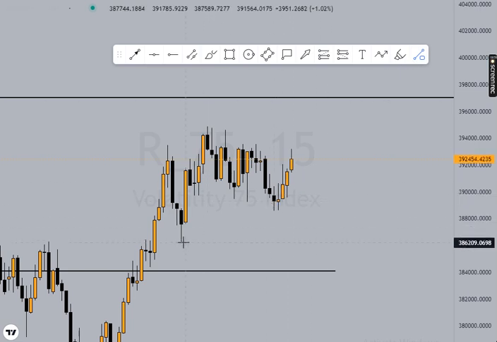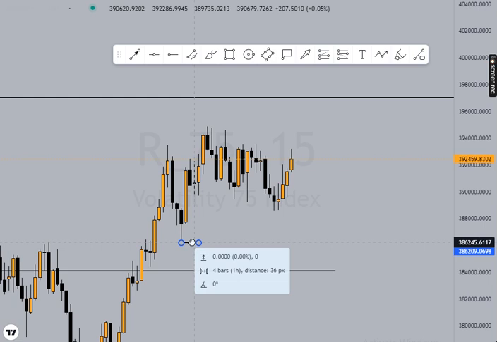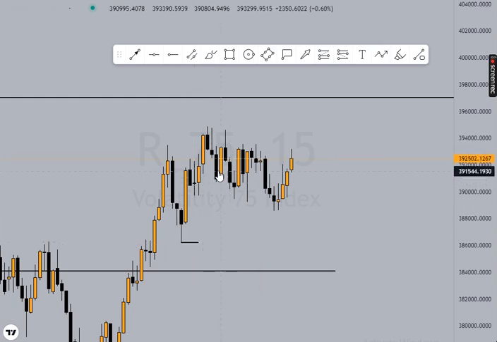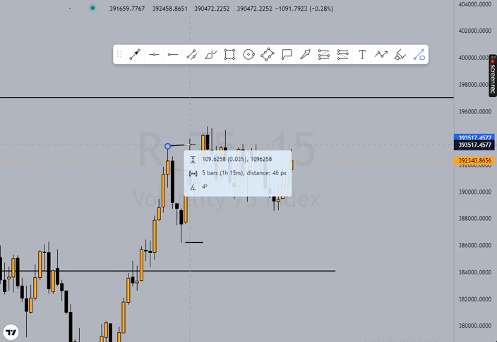So we have level here. You can choose to even tick them on a different color so that you don't get confused. Okay, it's very important that you understand the character of the market that you are trading on.